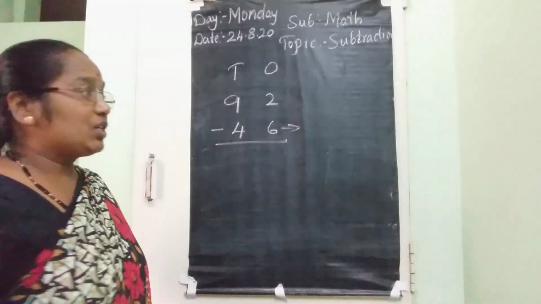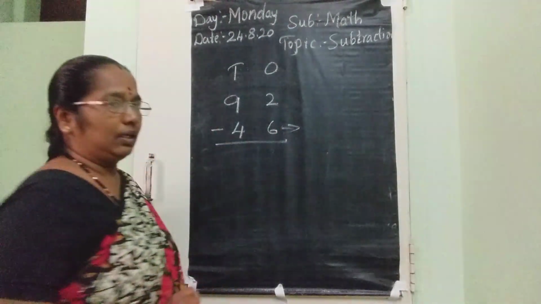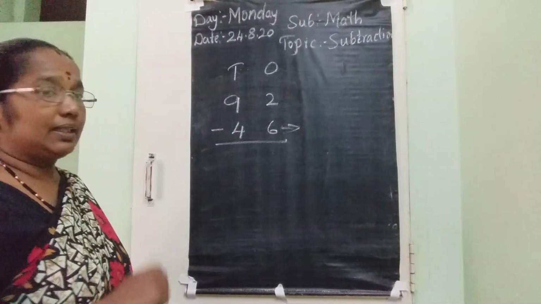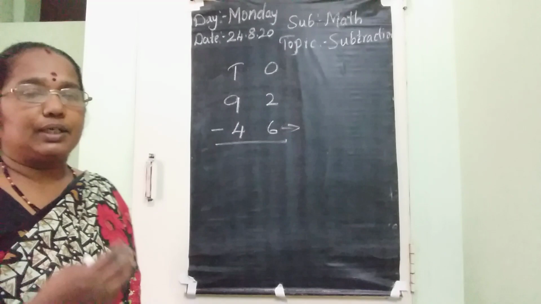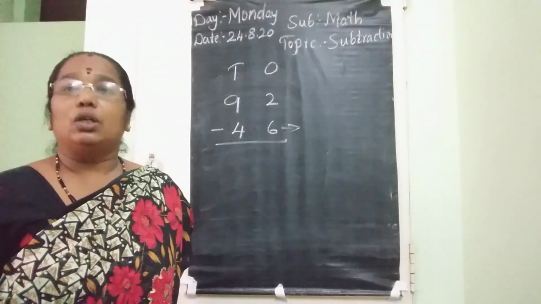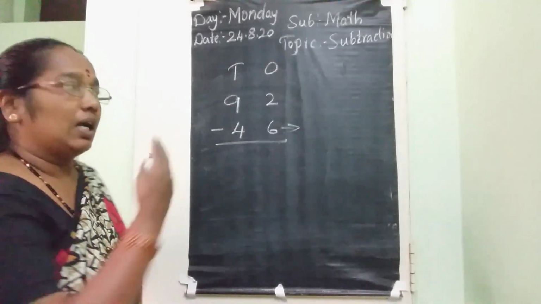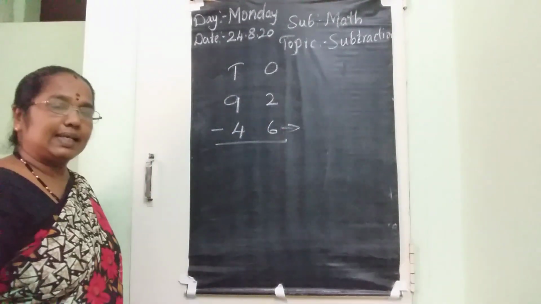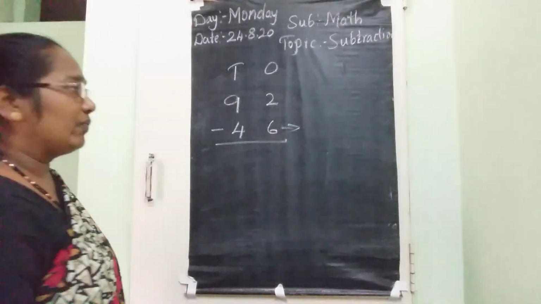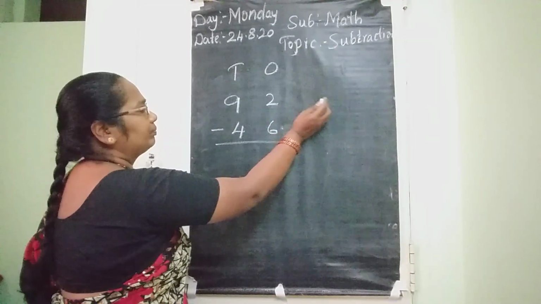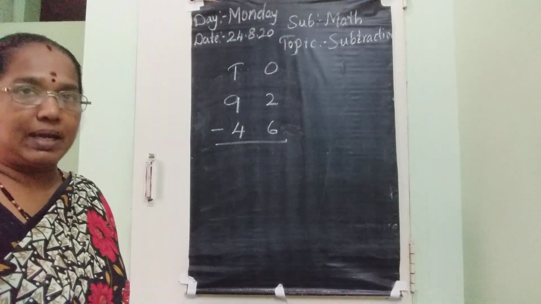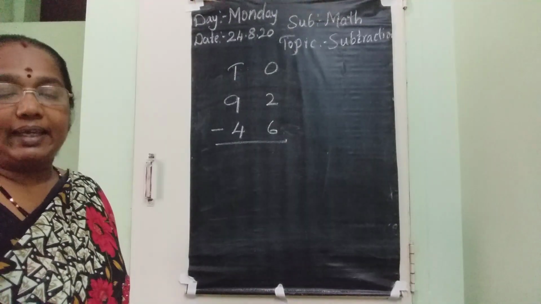So what can I subtract? No. So I should make this 2 a bigger number. To make this 2 a bigger number, I should take the help of somebody else. With whose help? I will take the help of the tens place. So, from the tens, I will borrow, since 6 is greater than 2 and I cannot subtract.